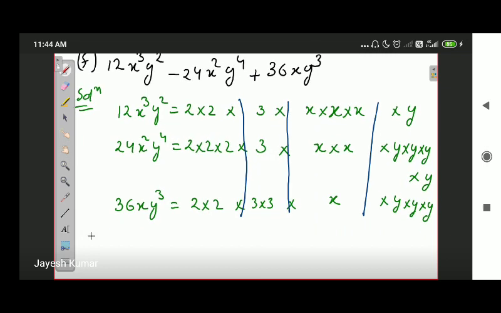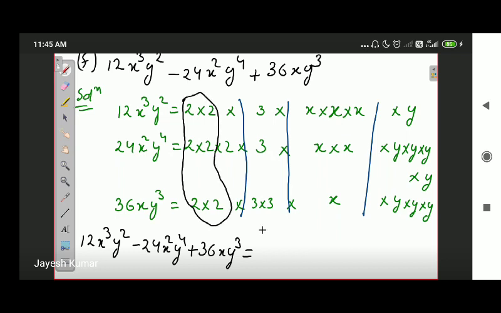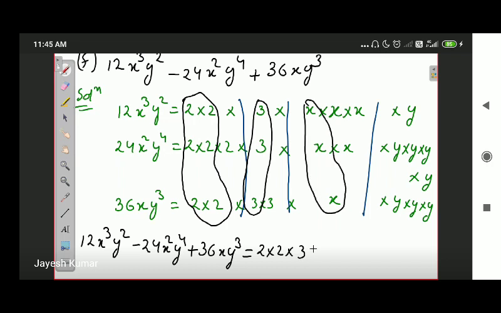So finally we will write down 12x cube y square minus 24x square y to the power 4 plus 36x y cube. All of this will equal to, let us find out what is common. There are two 2's in all of three expansions. So 2 into 2, 1 3, 1x and 1 y. And what will be remaining?